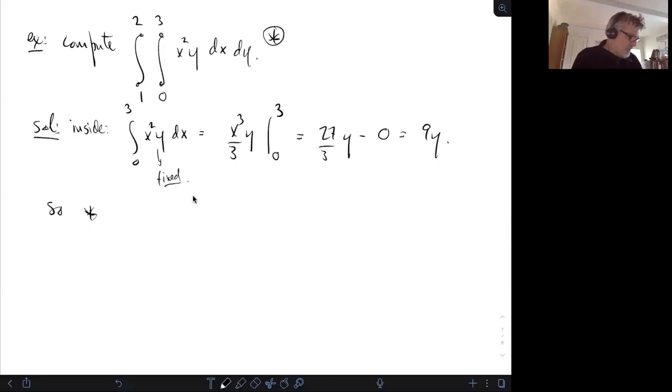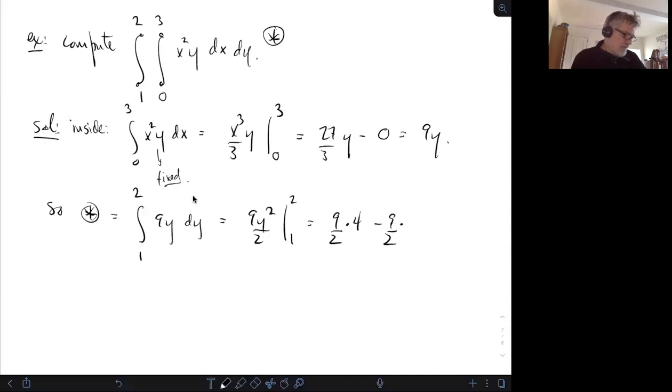So it means that my iterated integral is the integral 1 to 2 of 9y dy. Okay? Now that's an easy integral. This is 9y squared over 2 between 1 and 2. So this is 9 halves times 4 minus 9 halves times 1, which is 27 over 2. Same value.